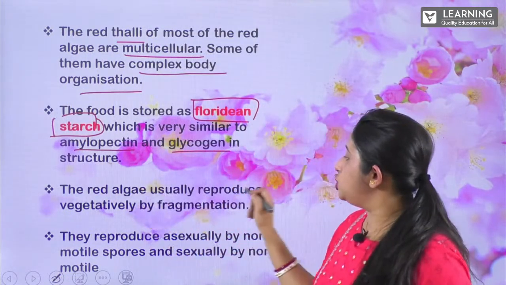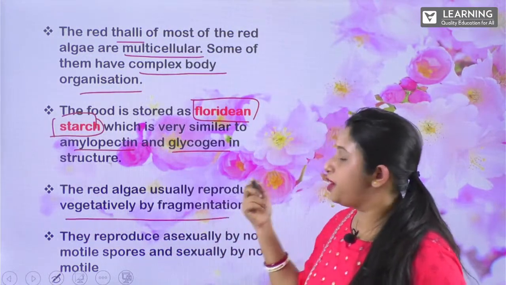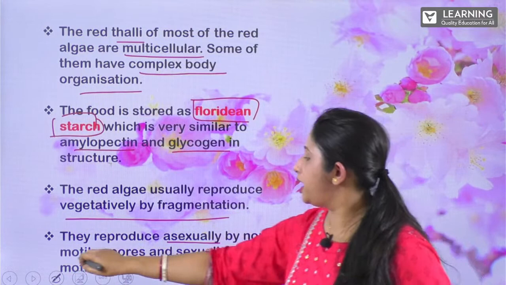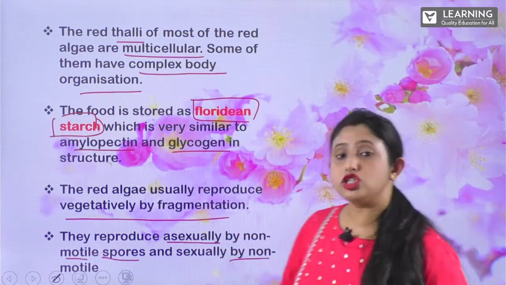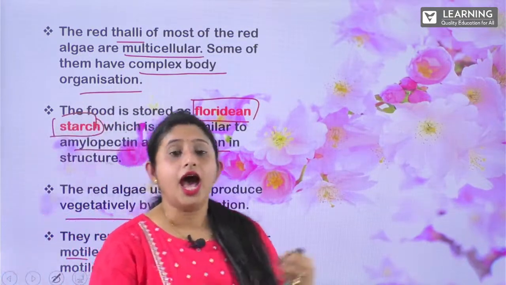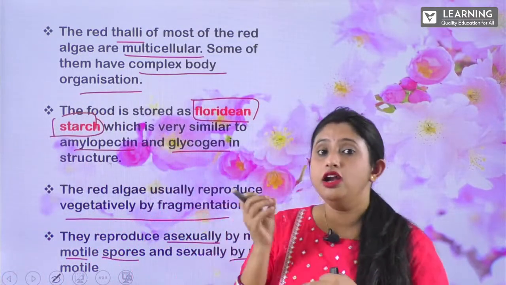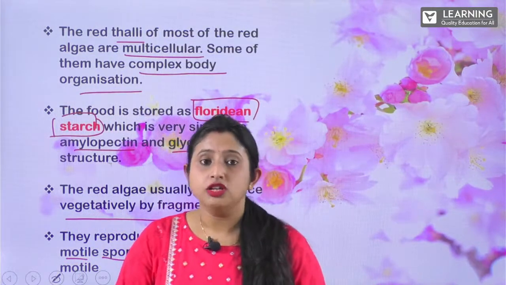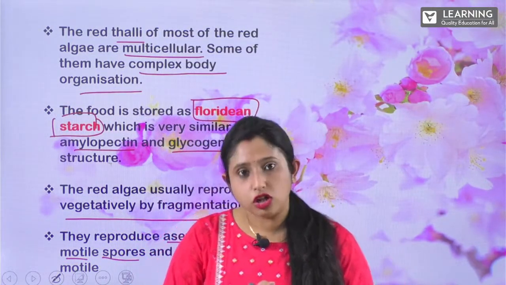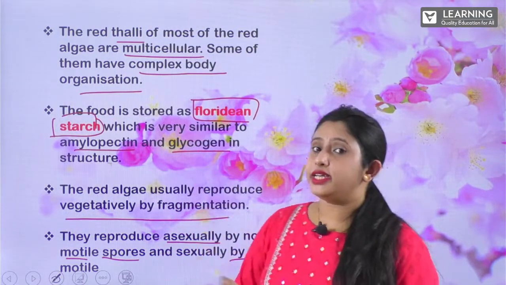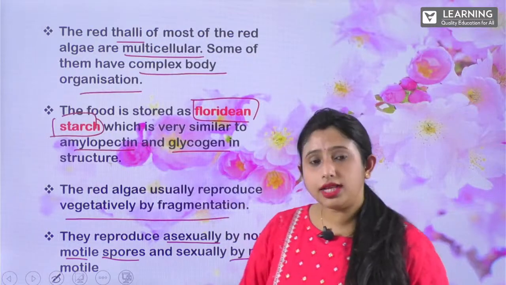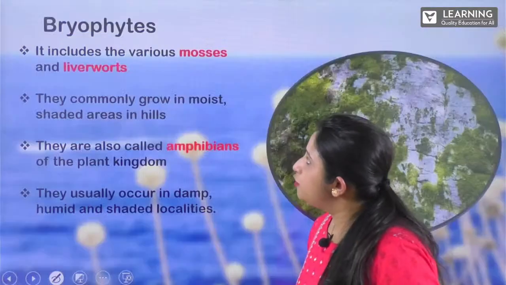These red algae usually reproduce vegetatively by fragmentation, asexually by non-motile spores, and sexually also by non-motile spores. So both asexually and sexually, they produce non-motile spores only. The sexual spores are non-motile, and the asexual spores are also non-motile in the case of Rhodophyceae. Is that clear? These are all the characteristics of Rhodophyceae.